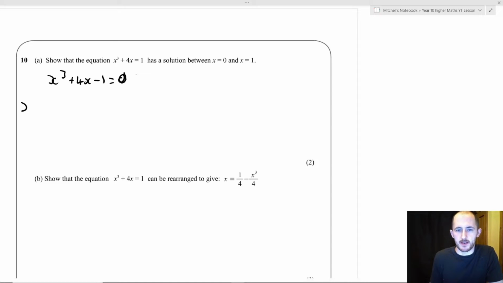Then again, we're just going to sub in x equals 0. That whole thing is going to be 0 plus 0 minus 1 is going to equal... 1 plus 4 is 5, minus 1 is 4.